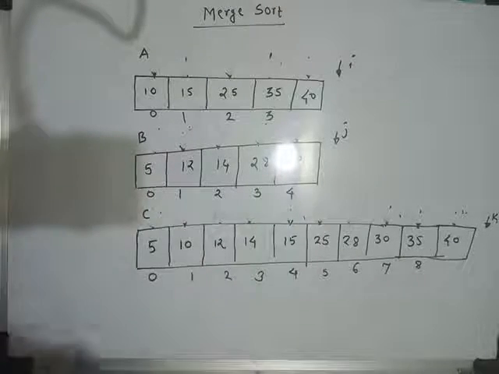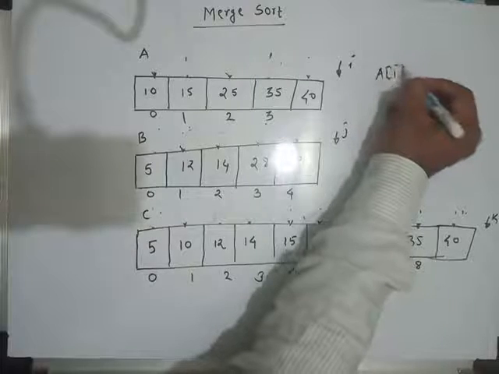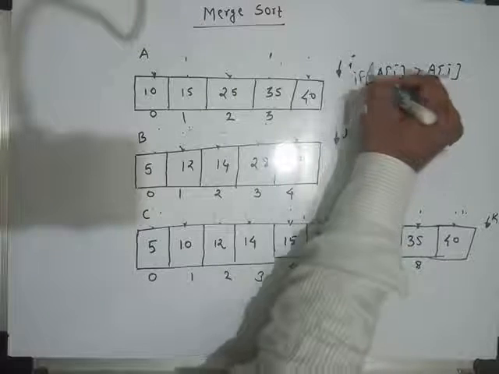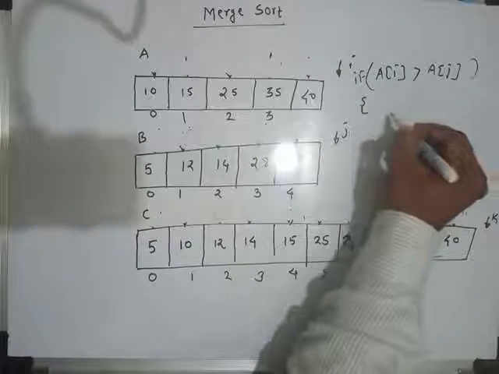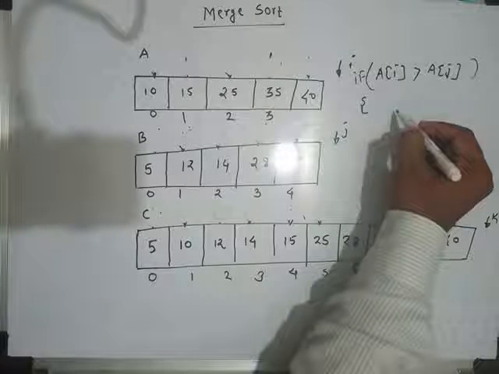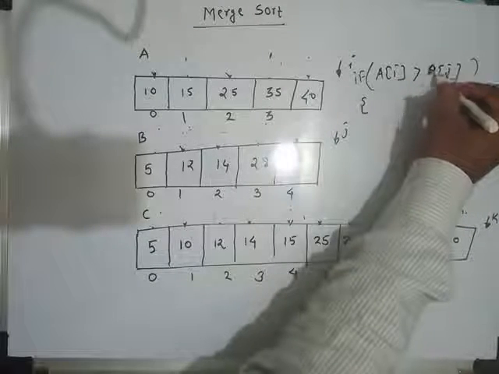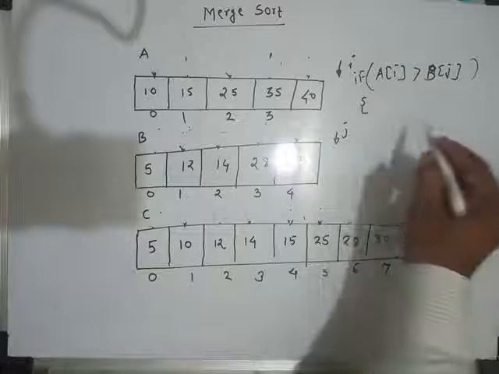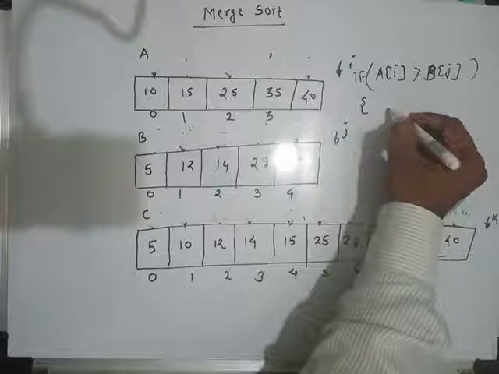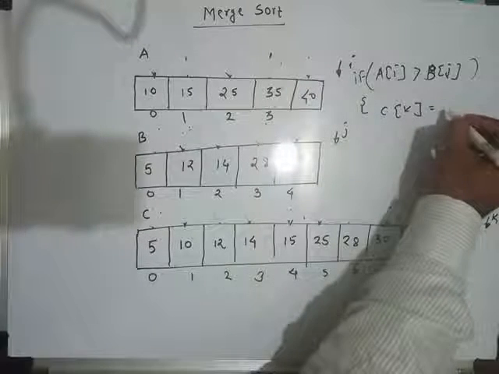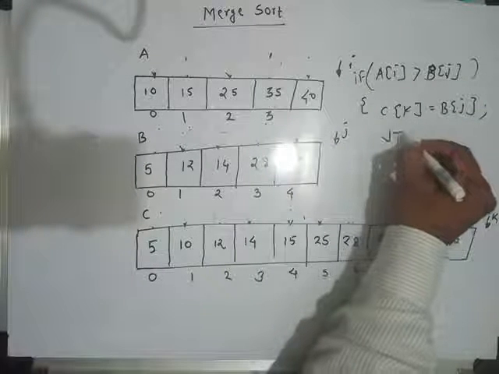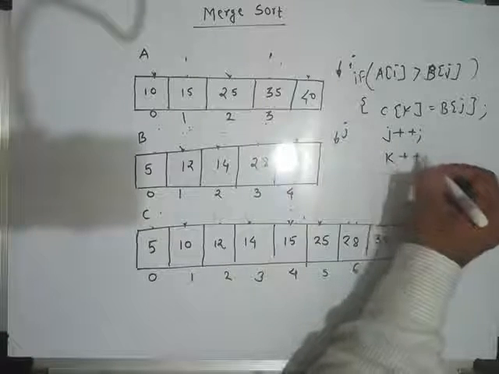So A of I will be compared with A of J, right? If A of I is greater than A of J, so A of J is smaller, that means we should copy from array B. A of I will be compared with B of J. If B of J is smaller, we'll copy from the B array. So in the C array, C of K will get B of J. As we are copying from array B, we'll increment J and we will also increment K, right?